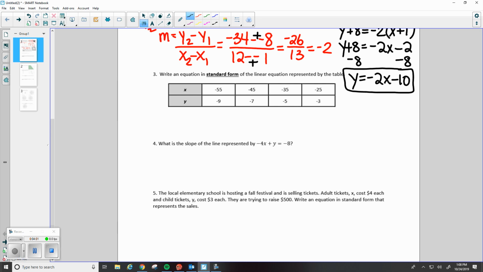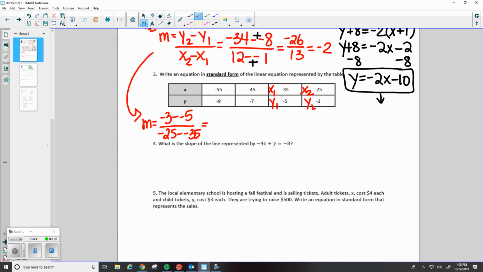Number 3, write the equation in standard form. So standard form is going to be one more step from here. What I need to do again is find the slope to start off with. So I will say this could be x1, x2, y1, y2. And it doesn't matter which points you pick, whatever points you want. I'm using this formula again. So the slope is going to be y2 is -3 minus y1, over x2 is -25 minus x1.